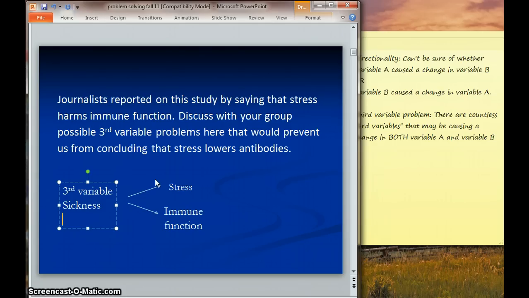Other things that students suggested in the last class is maybe you haven't been getting very much sleep, or maybe you have, I don't know, a really poor diet. And either of those things could potentially cause stress and could disrupt your immune function. So when you're thinking of third variables, I want you to think about things that would impact both this variable and that variable, both of them. Okay, let's go ahead and move on to the next slide.